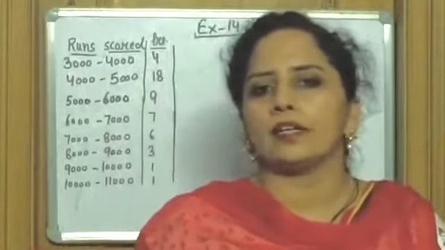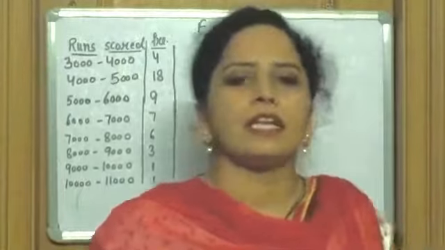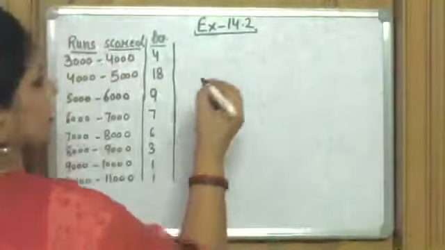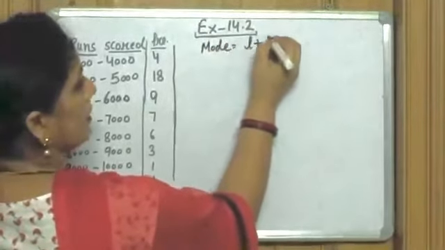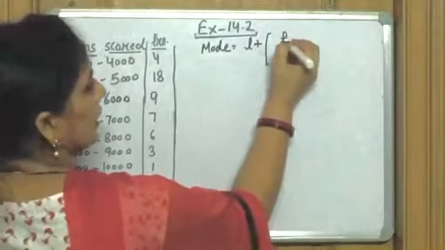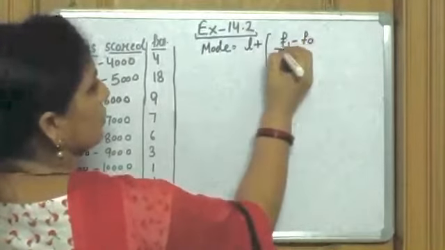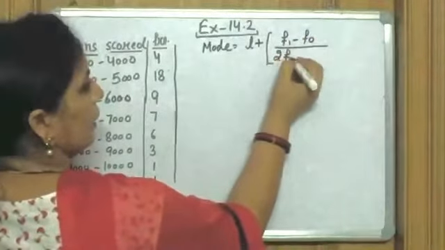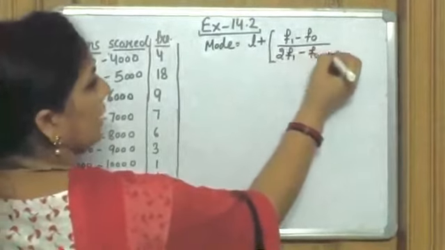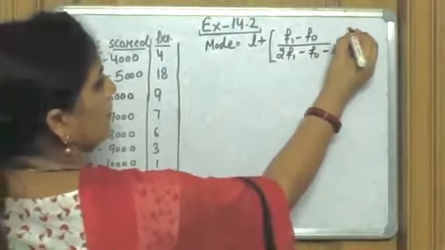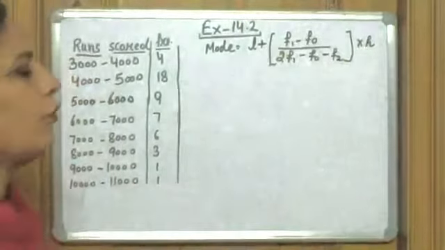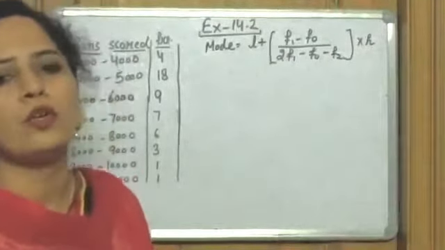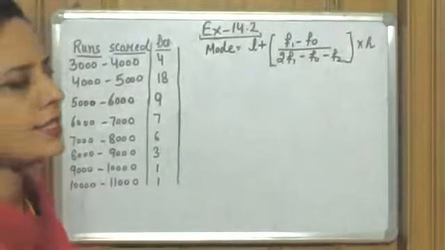But this is just for the ungrouped data. For grouped data, to find the mode, we have a definite formula, and the formula is L plus, in a bracket, F1 minus F0 divided by 2F1 minus F0 minus F2, and outside we have H. This is the formula to find the mode for a grouped data. So let's start our exercise.